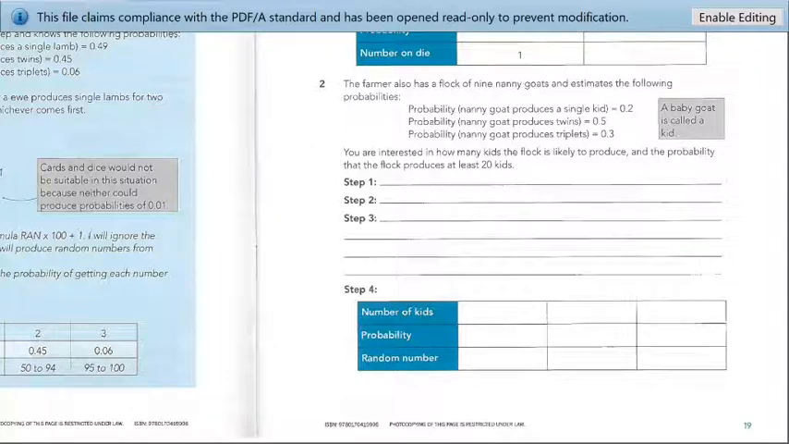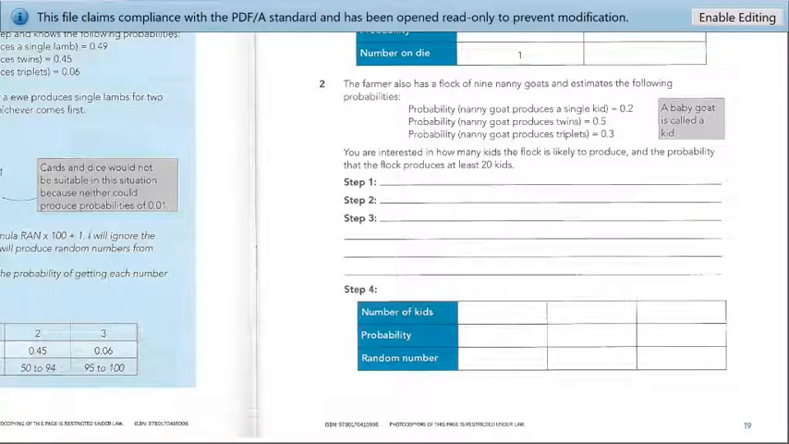I don't know. See, apparently this is the goat book for sure. So, probability that a nanny goat produces a single kid, where a kid simply means a what? Baby goat. There you go. Is 0.2. In other words, 2/10, right? Good. Probability that she produces twins is 0.5 or 5/10. Probability a nanny goat produces triplets is 0.3 or 3/10. So they gave you all the probabilities.